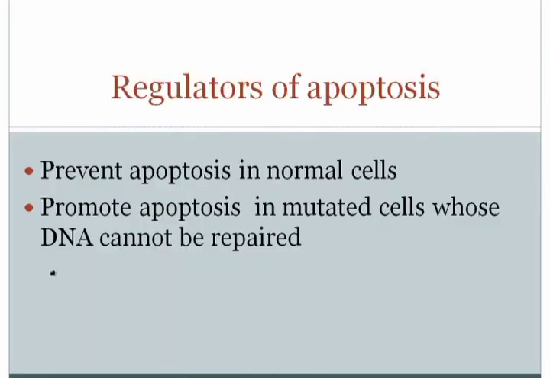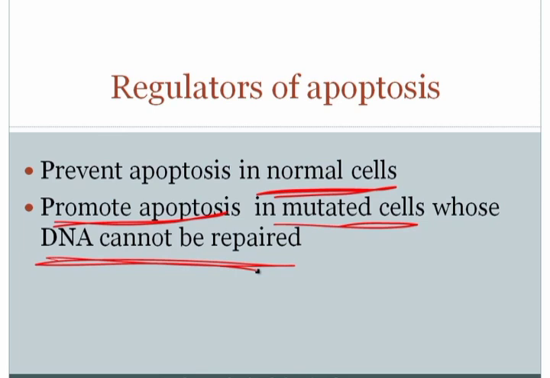Okay, and the third regulatory system is regulators of apoptosis. Now, remember that apoptosis needs to be regulated. And why does it need to be regulated? Because you want apoptosis to not occur in a normal cell. You don't want a normal cell to die, so you want to prevent apoptosis in a normal cell, but you want to promote apoptosis in mutated cells because you don't want cells whose DNA cannot be repaired. If there's DNA and it cannot be repaired, you want apoptosis to occur in that mutated cell. And so apoptosis is highly regulated.